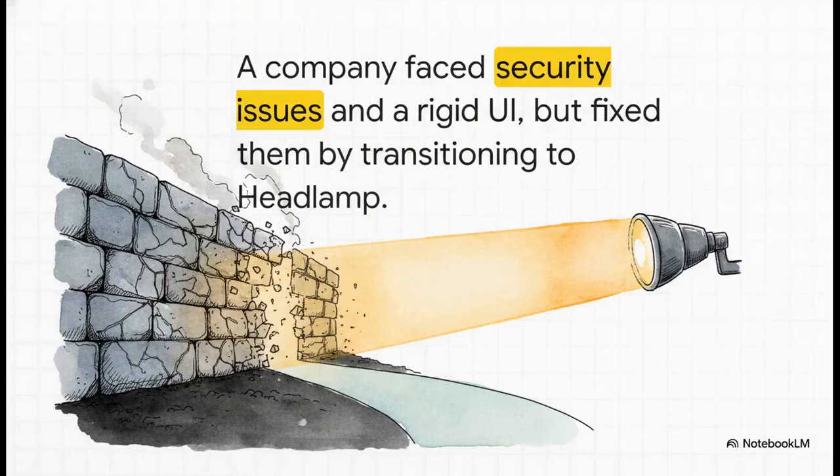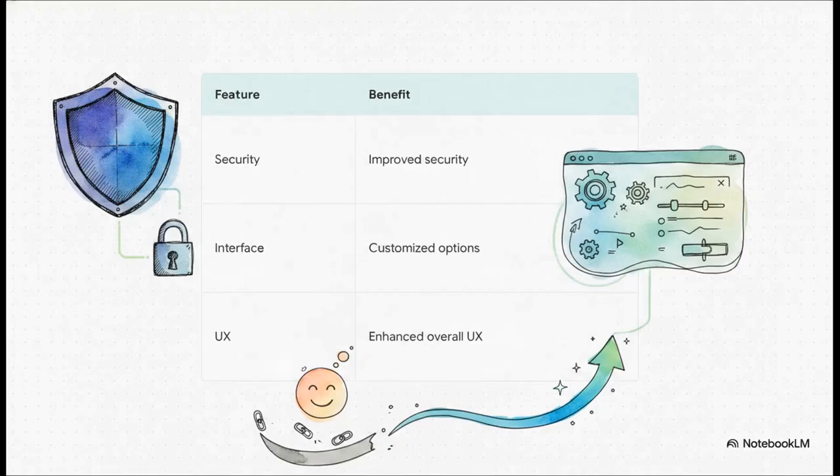Let's look at Section 4, real-world benefits. The source materials actually highlight a really great real-world example of this. There was a cloud infrastructure team that completely hit a wall with the old traditional dashboard. They were dealing with pressing security issues, and the rigid UI was literally bottlenecking their daily productivity. They absolutely needed a change, so they took the plunge and migrated over to Headlamp. And the impact was pretty much instantaneous.